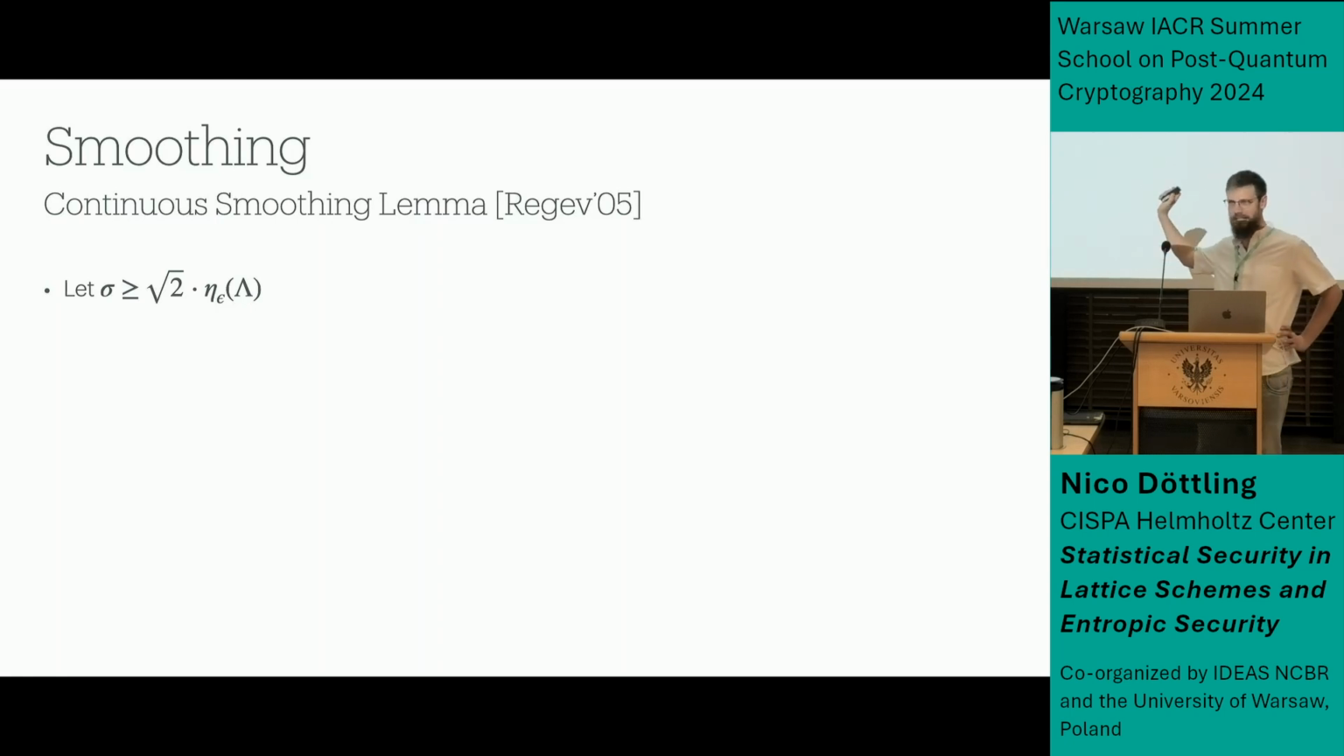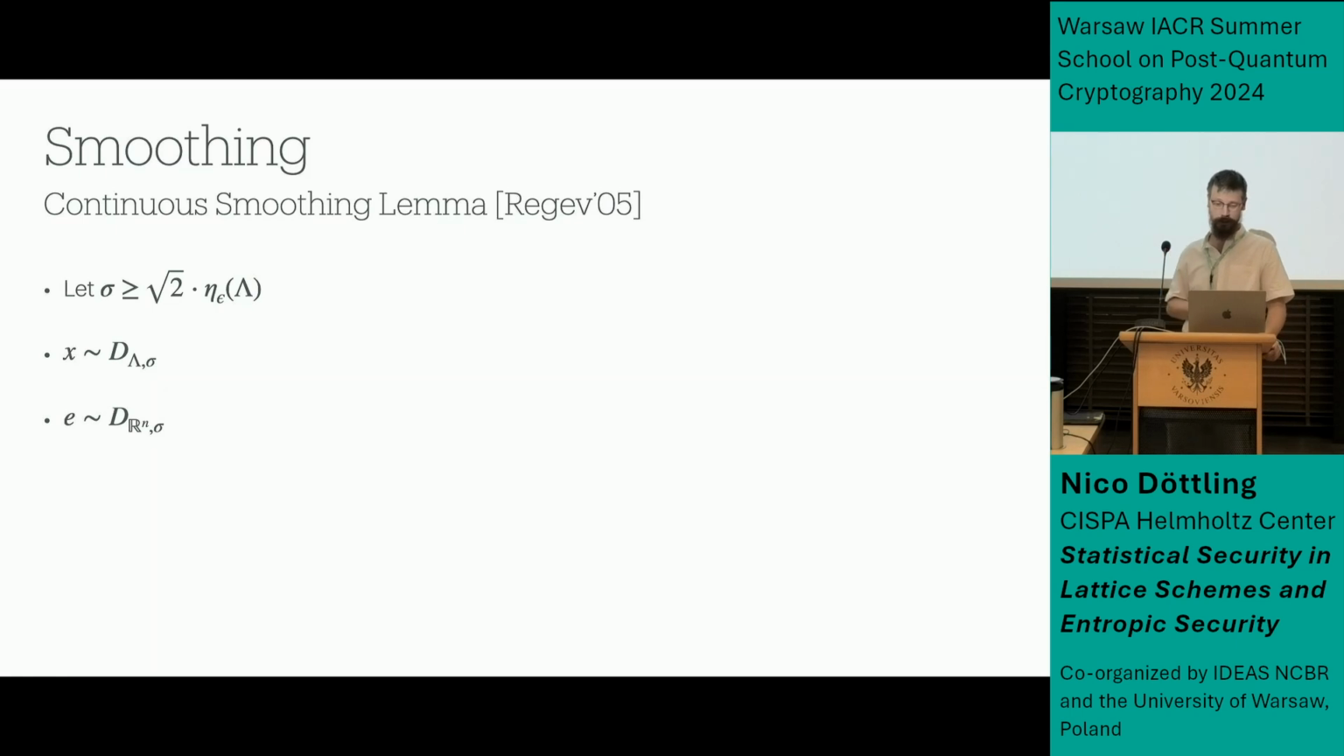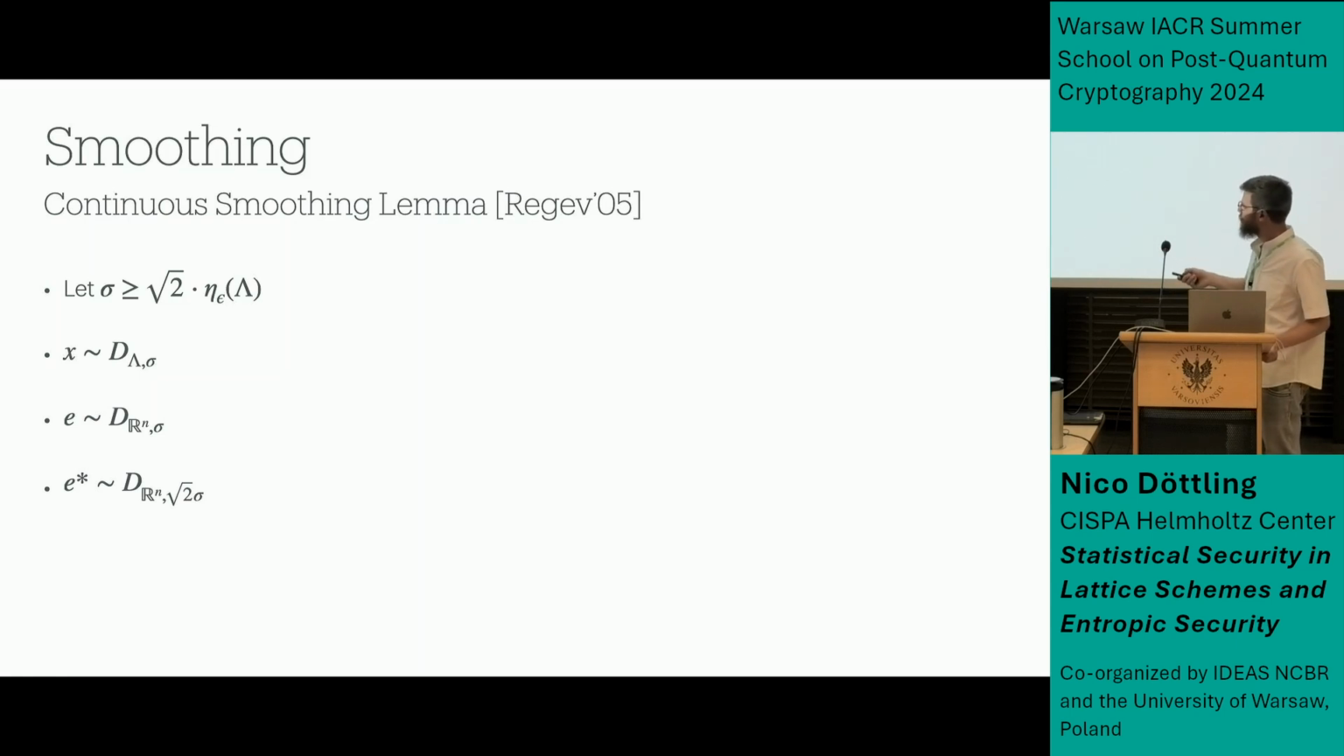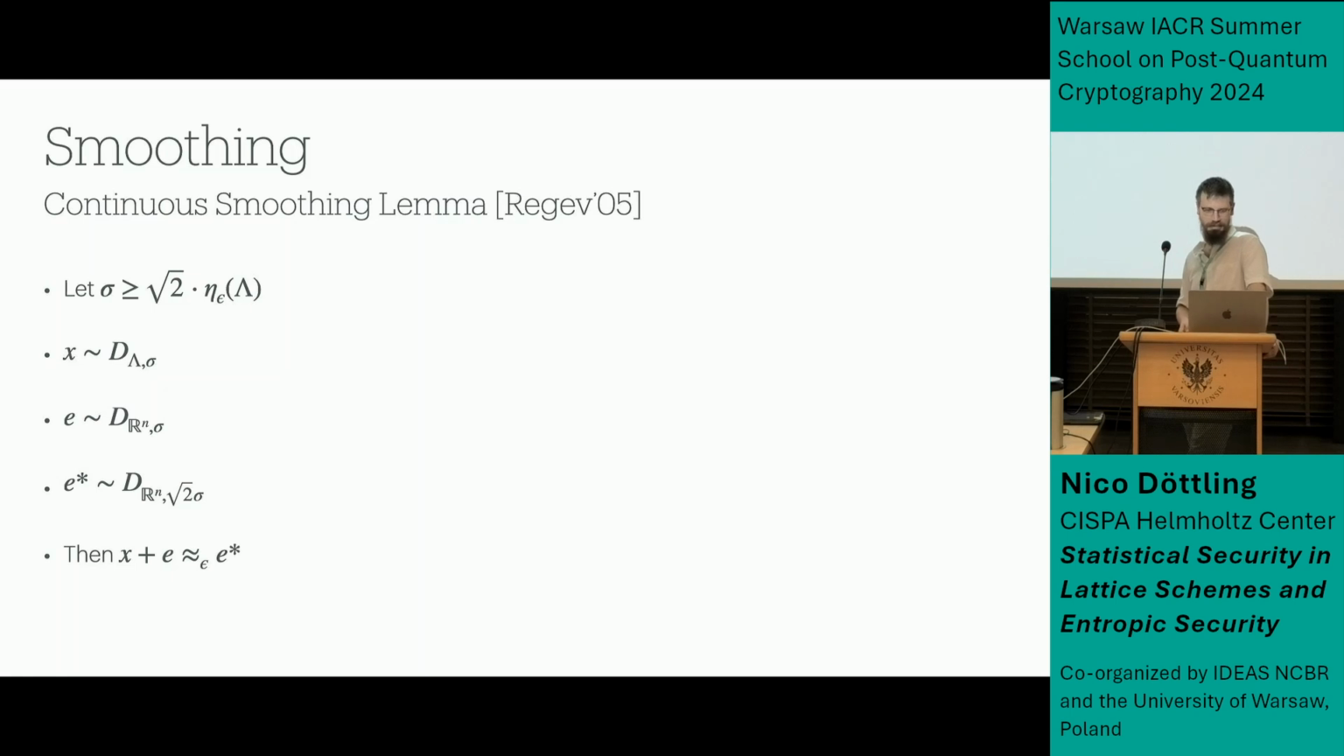For this lemma here, again we're doing continuous smoothing, or let's say infinite smoothing. Let's say sigma is greater than square root of 2 times the smoothing parameter. Now we're going to take a discrete Gaussian with parameter sigma on a lattice and an additional continuous Gaussian, and we're going to look at another continuous Gaussian, which has parameter square root of 2 times sigma. Then this continuous, or infinite, smoothing lemma says that x plus e, the sum of this discrete Gaussian x and this continuous Gaussian e, is statistically close to this e star.